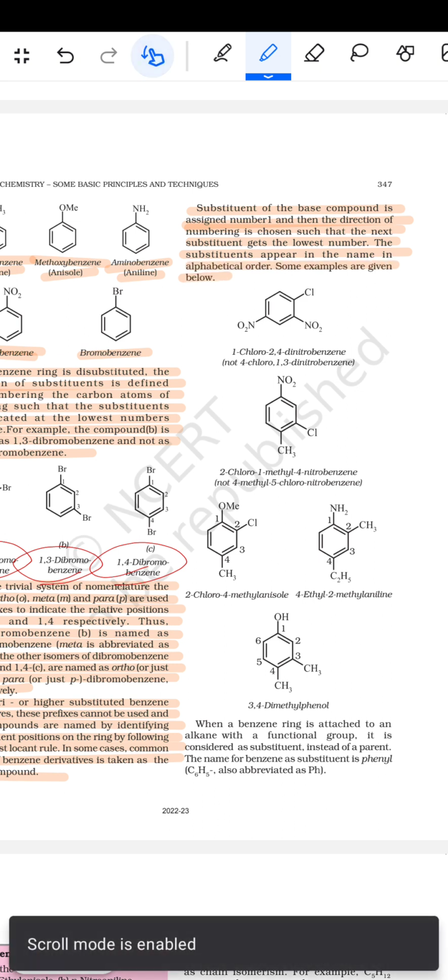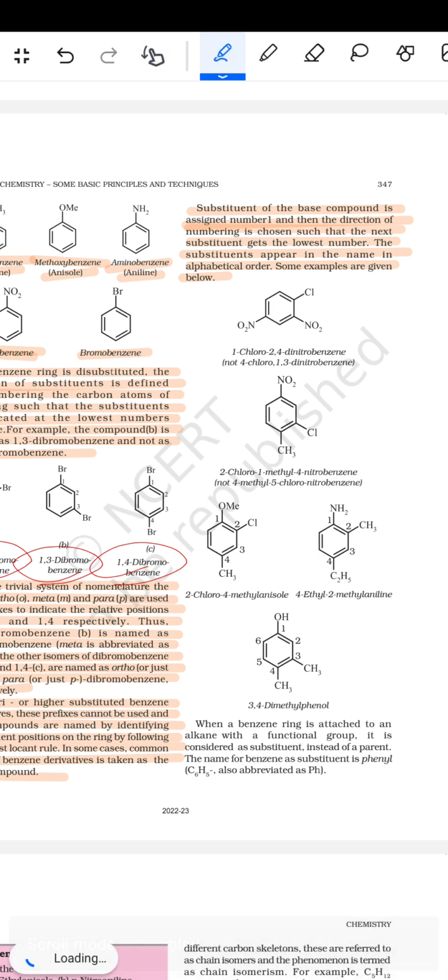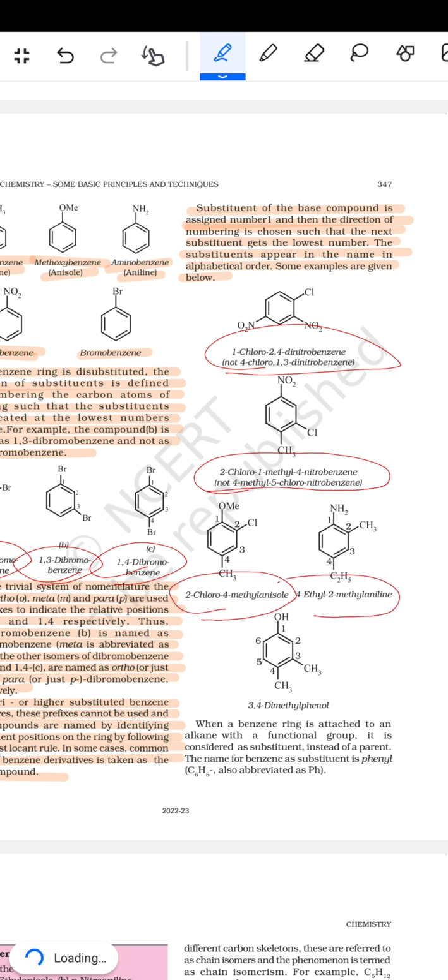जैसे 1-chloro 2,4-dinitrobenzene not 4-chloro 1,3-dinitrobenzene. फिर 2-chloro 1-methyl 4-nitrobenzene not 4-methyl 5-chloro nitrobenzene. फिर 2-chloro 4-methyl anisole और 4-ethyl 2-methyl aniline. फिर 3,4-dimethyl phenol.